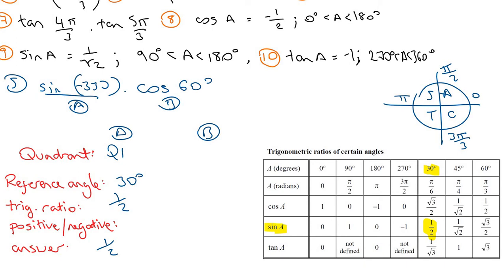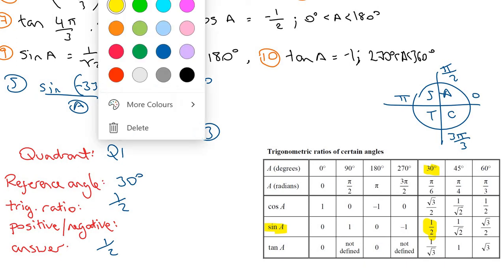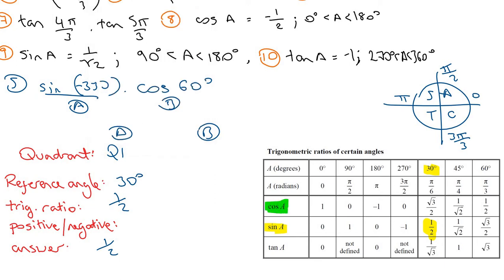Cos of 60 degrees is also in quadrant number 1, so it's going to be cos of 60 degrees, which is a half. All values of sine, cos and tan are positive there, so we're dealing with quadrant 1, and it's going to be a half. All values are positive for both, so our answer there is a half.